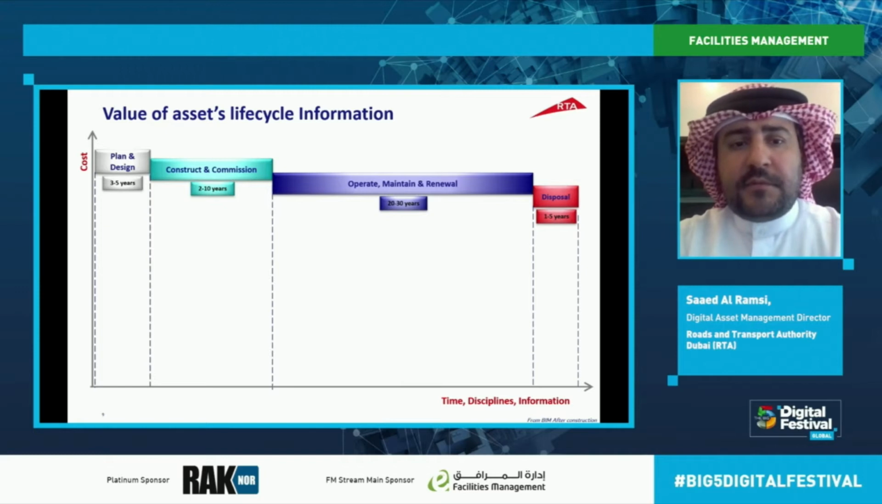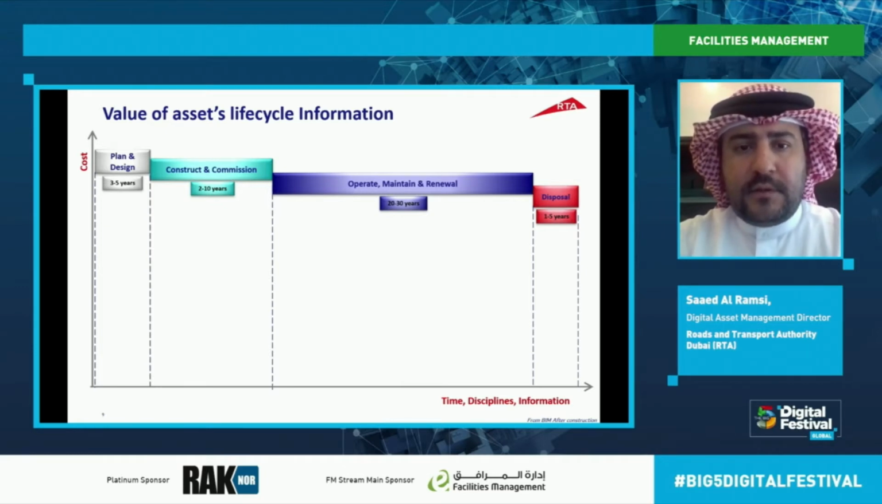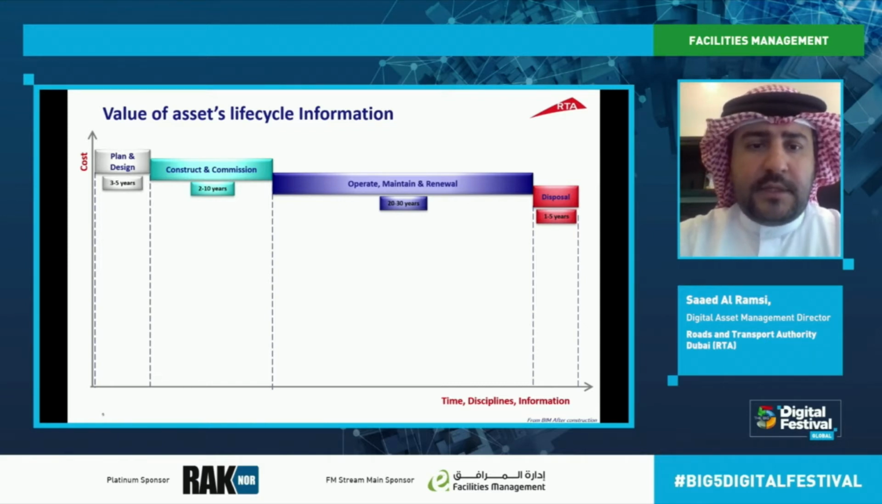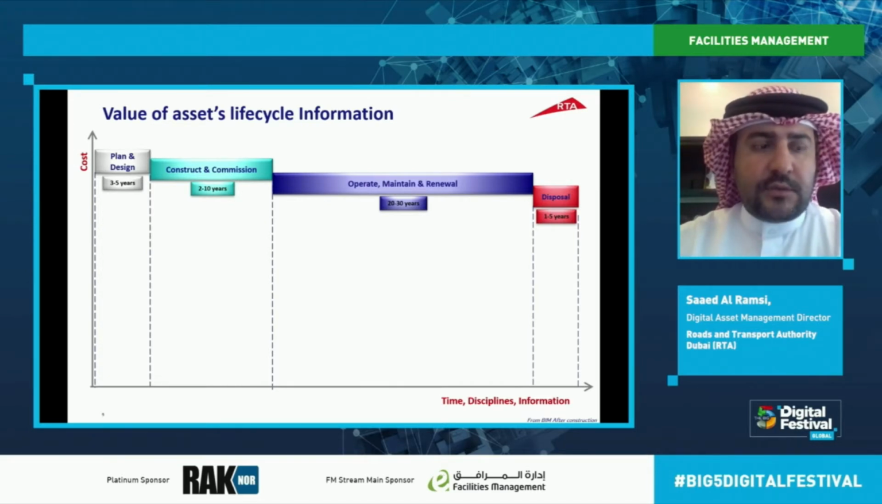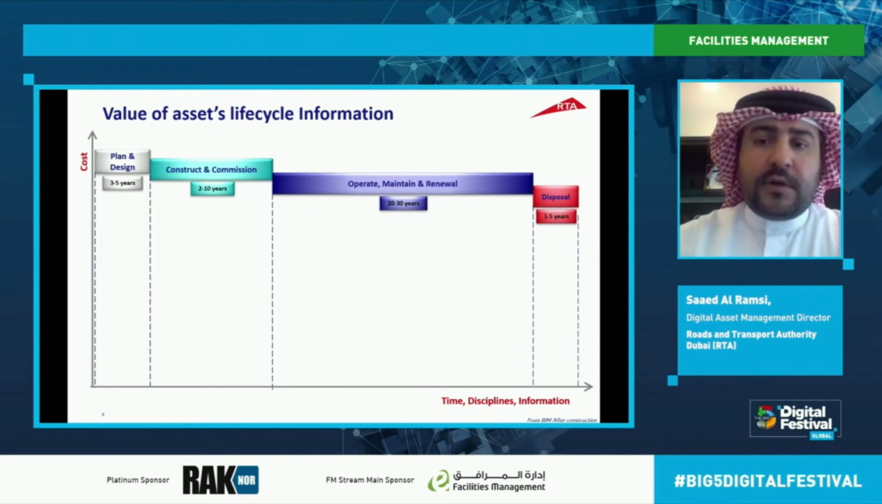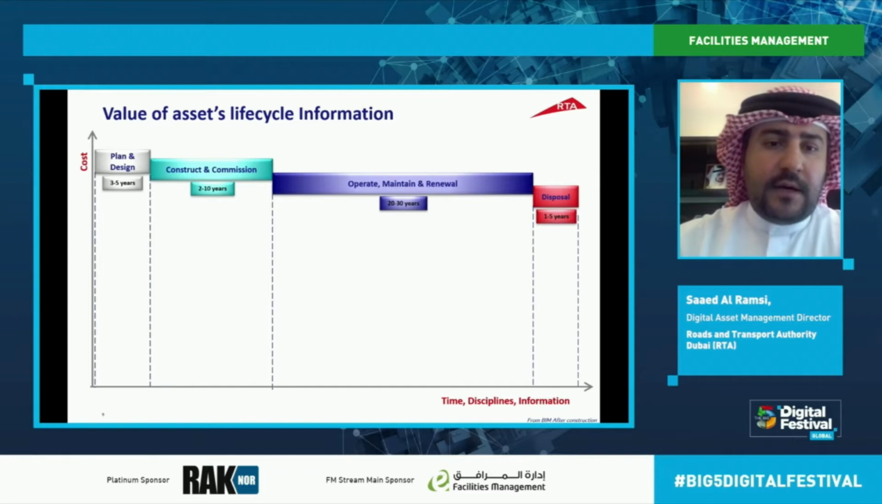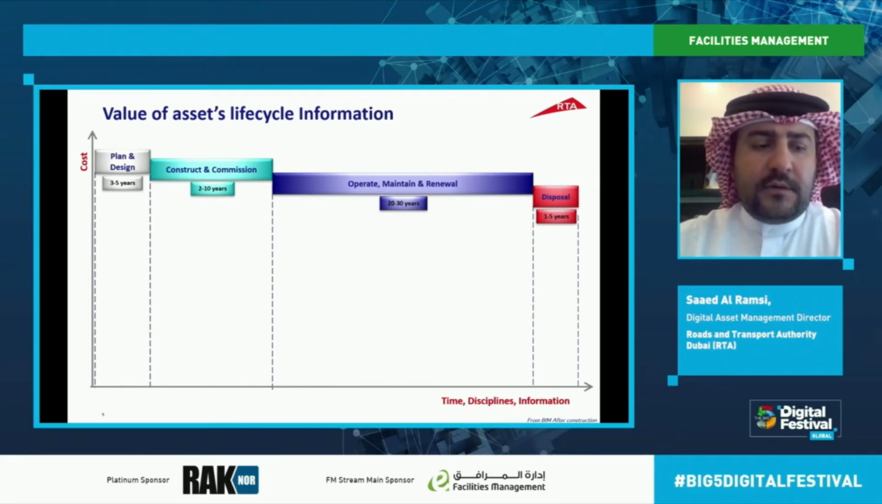Value of asset lifecycle information. Now there are 4 stages of asset lifecycle. The 4 stages are plan and design, construction and commission, operate and maintain, renewal and disposal. Now, the years that are shown here are not applicable to all types of organization and assets. However, this is for RTA, because our assets usually live for a much longer time, such as roads, buildings, bridges, tunnels. It extends more than 30 years. It goes up to 50 years. So this is how we managed to lay it out and see what the value of this information is.